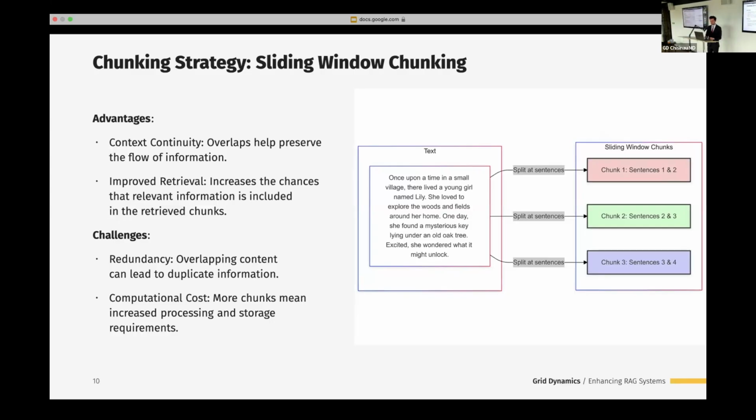But the problem is that we are overlapping content. So this can lead to additional duplication of information, which will increase our storage usage and the processing power needed.